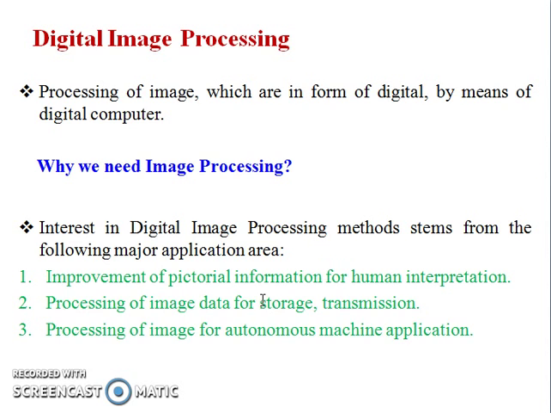The first reason is improvement of pictorial information for human interpretation only. In this area we just enhance the images, because nobody would like to see degraded images. That's why in certain applications it is required to enhance the image so that, appearance-wise, the image looks better. That's why we have certain enhancement algorithms which only increase the appearance of images. The second area is the processing of image data for storage and transmission. And third is the processing of images for autonomous machine applications.